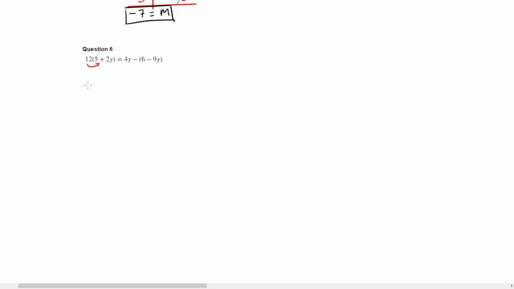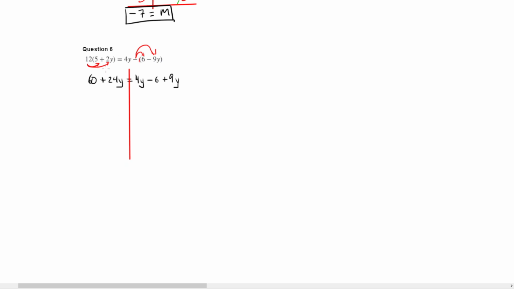So 12 times 5, I believe, is 60. 12 times 2 is going to be 24y. And then I'll have a 4y. And let's distribute this negative. So that -1 times 6 will give me a -6. And that -1 times a -9 will give me a +9y. Draw my balance beam.